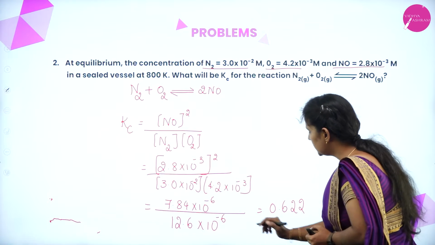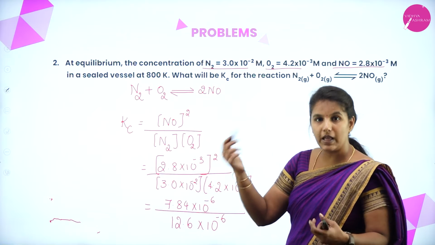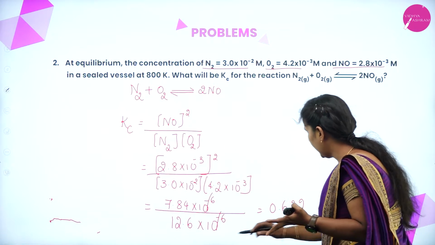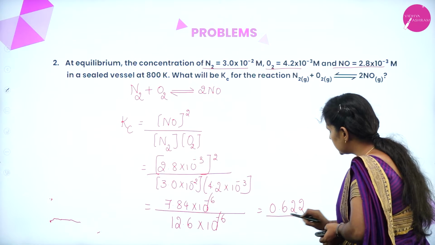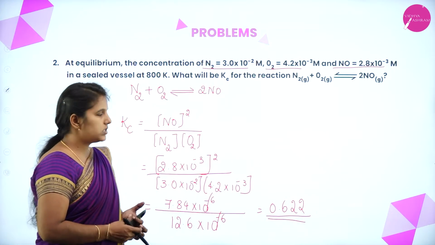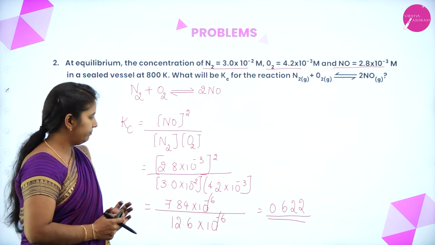0.622. So, this 10 to the power of minus 6, when it comes to the numerator, will become 10 to the power of plus 6. So, plus 6 and minus 6 will get cancelled out. So, you will get 0.622 as an answer. Hope you all understood how to calculate the Kc for the given reaction.